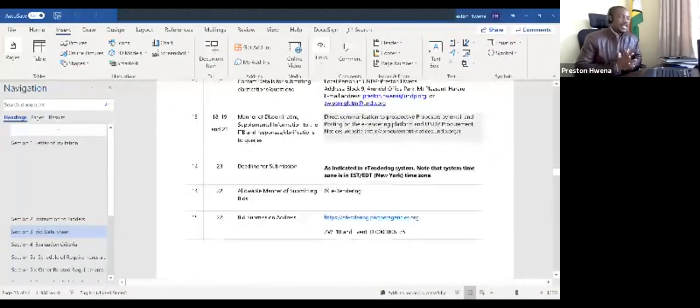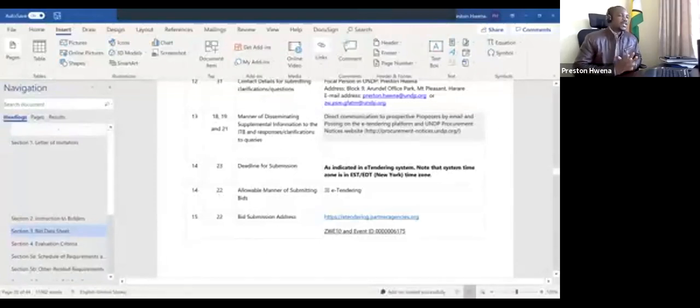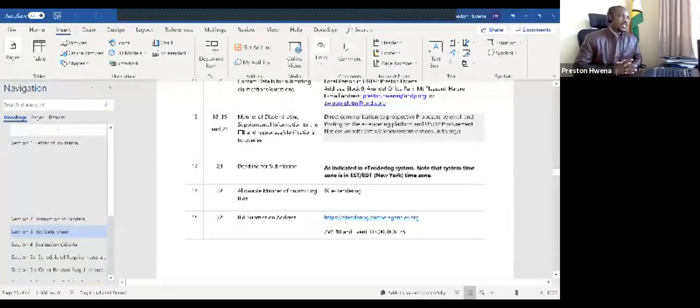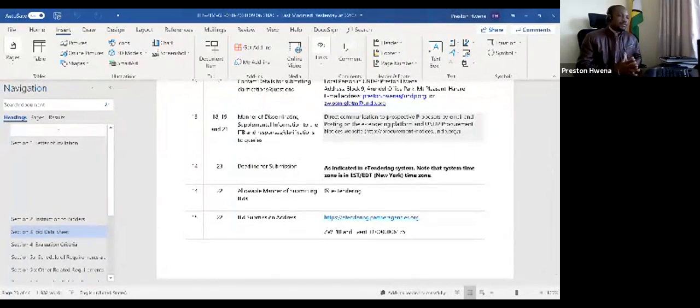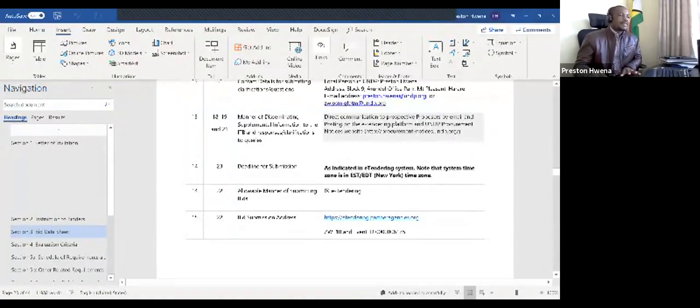The deadline for submission is indicated on the e-tendering system. The reason why we no longer put closing dates on the ITB document is that we want to leave it as a live document which can easily be modified. So we stick to the time on the system where you are going to be submitting. The allowable manner of bid submission is e-tendering. So there are no other alternative methods of submission when it comes to this tender.